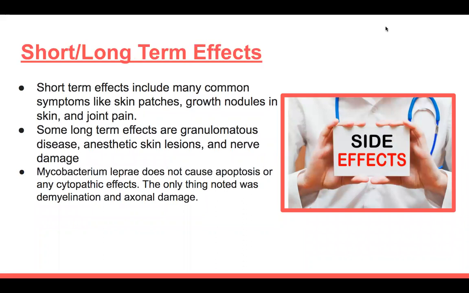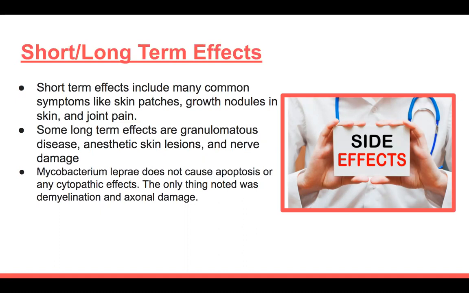The short-term and long-term effects. Short-term effects include many common symptoms like skin patches, growth nodules in skin, and joint pain. Some long-term effects are granulomatous disease, which is an immunodeficiency disease that increases the body's susceptibility to infections. Also, anesthetic skin lesions and nerve damage. Nerve damage is signaled by a burning sensation in the arms or legs. Damage to nerves makes it harder to control muscles.